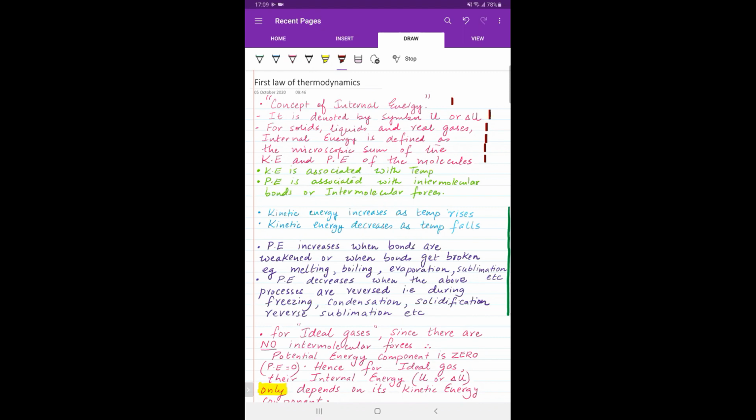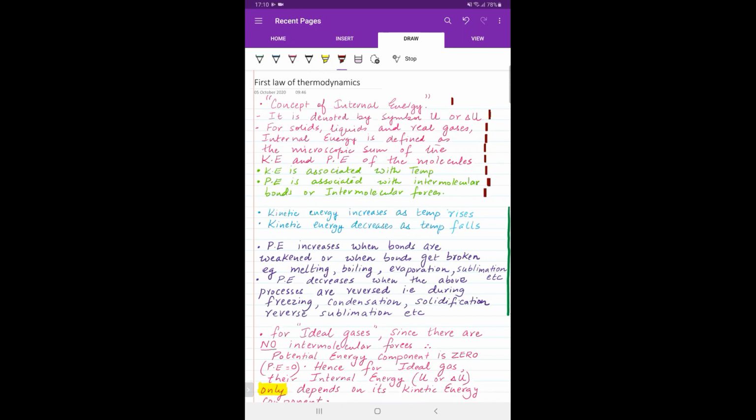Now moving on, kinetic energy is associated with the temperature of the substance, whereas potential energy is associated with either you can call intermolecular bonds or intermolecular forces. So kinetic energy at molecular level depends on the temperature of a substance, and potential energy at molecular level is basically elastic potential energy, which is either you can say associated with intermolecular forces, or you can say that the potential energy component is associated with intermolecular bonds.